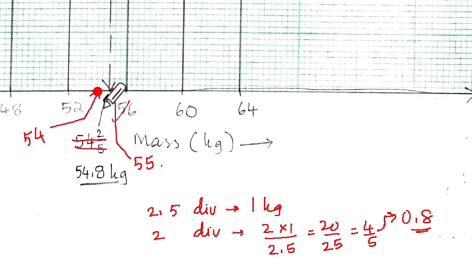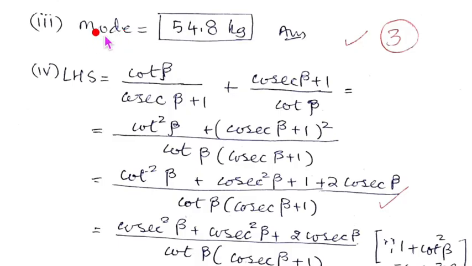You are getting me? Okay, from here to here there are 5 divisions. 5 divisions is giving us 2 kgs. So 2.5 divisions gives us 1 kg. Did you understand this? So this is 54.8 kg. All right, not this way. This is not right, but this is the correct one. So that becomes the value of the mode. So we write mode is equal to 54.8 kg, and that is our answer for 3 marks.